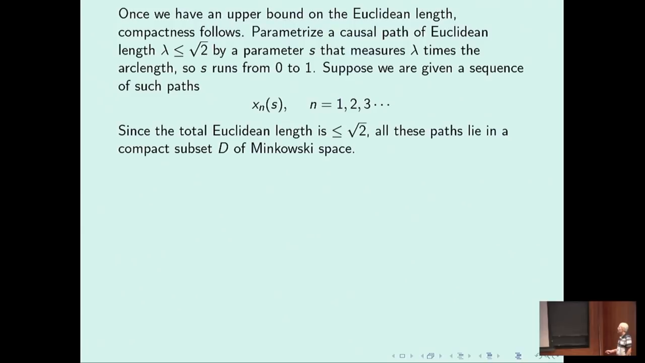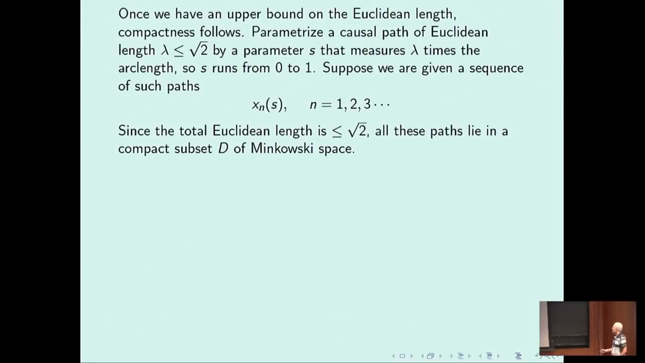And suppose we're given a sequence of paths parameterized in this way. So x is now the pair t and x, the pair of space-time coordinates. So we consider a sequence of parameterized paths. For each n equals 1, 2, 3, we have a path where x and t, which I've abbreviated as x, depends on a parameter s that runs from 0 to 1. And s parameterizes arc length times a factor that's at most square root of 2.